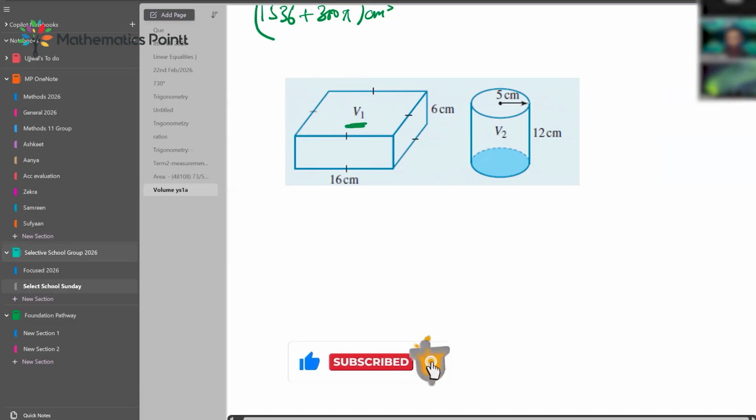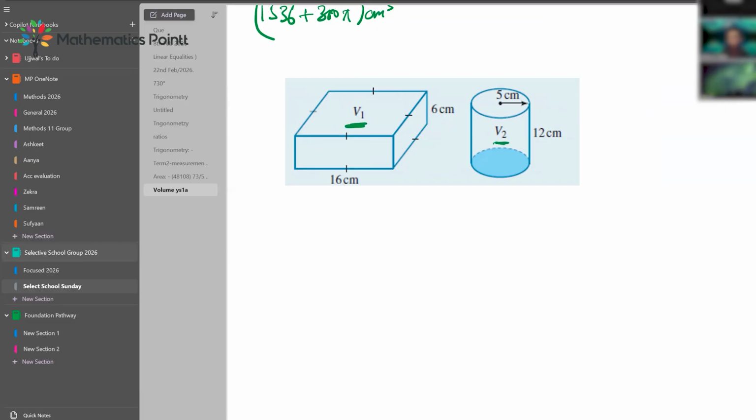So the volume of the first one is V1 and the volume of the second one is V2. Let's find V1 first. I told you these lines mean this is 16, right? So that's 6. So the area of the base is 16 times 16, times 6. That's a rectangular box: length times width times height. So this comes to 1536 centimeter cube.